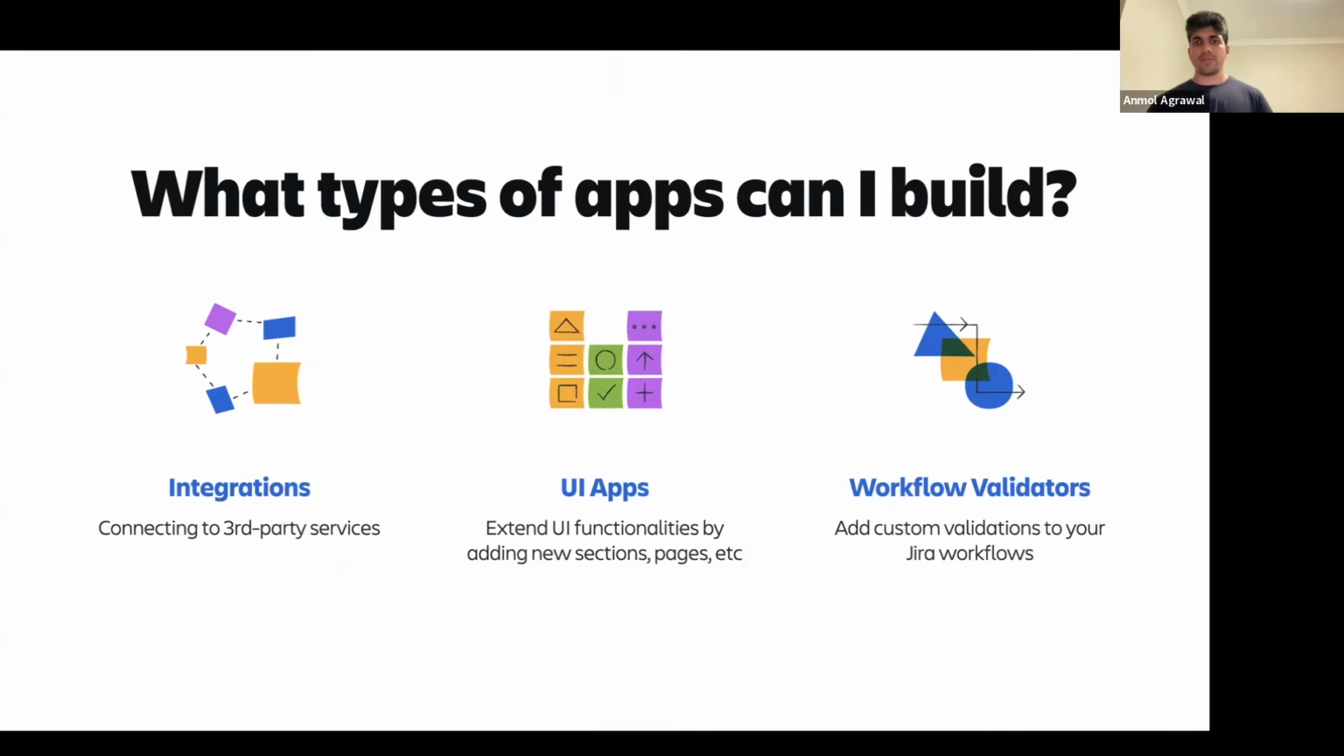Another type of apps that you can build is UI apps. Let's say you want to add some new functionality or extend the Jira Cloud or Confluence product itself by adding new sections or pages. You can build that kind of UI apps too. And every organization has some kind of a workflow, and usually workflow validators are really great and really helpful. So you can build your own custom validators for your workflow. And I think after this session, we'll need to update this slide to add the fourth category, which would be the Rovo agent.